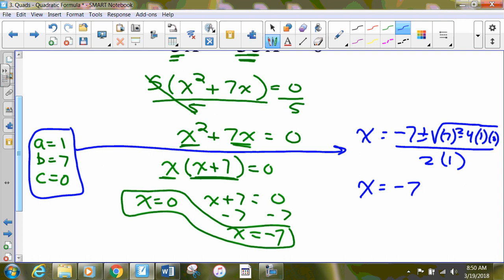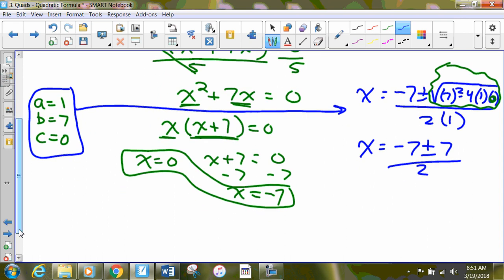We're going to get negative 7 plus or minus. When we put this into the calculator, because that's a 0, we will get 7. And just a warning, sometimes I'd say let's stop and this is our answer because we'd have a square root in it. Well, we don't have a square root here. There's no stopping. So we separate, and it's either negative 7 plus 7 divided by 2 as our answer, or negative 7 minus 7 divided by 2.